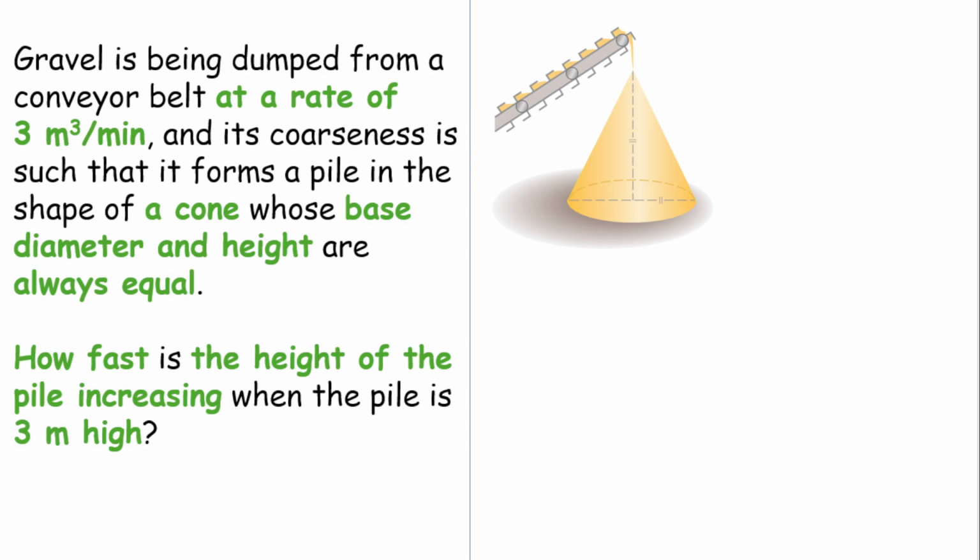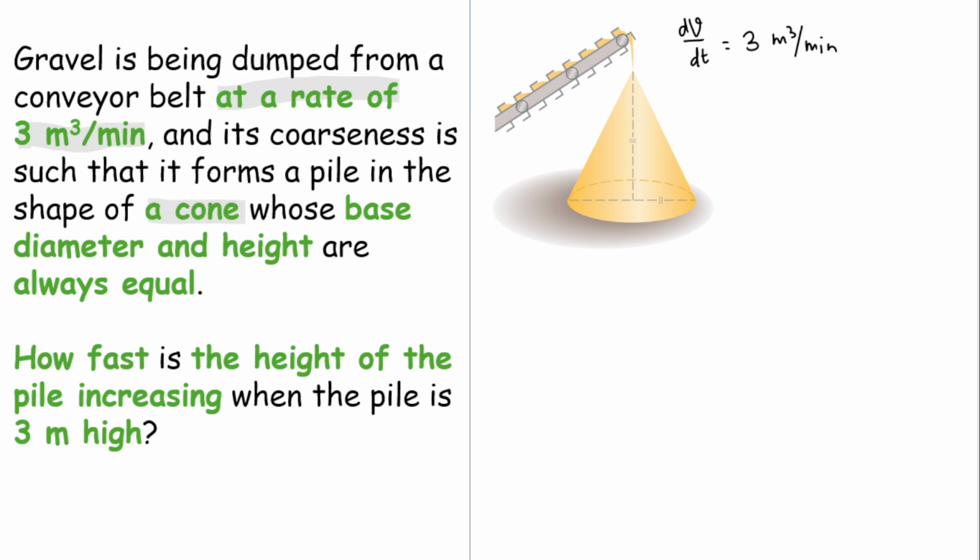Okay, let's write all the information that we get from this problem here. It is being dumped at a rate of 3 meter cube per minute. So the volume of this cone is increasing with a rate of dV/dt. dV/dt is equal to 3 meter cube per minute. And then what else? It is a cone. Yeah, we know that that is a cone.